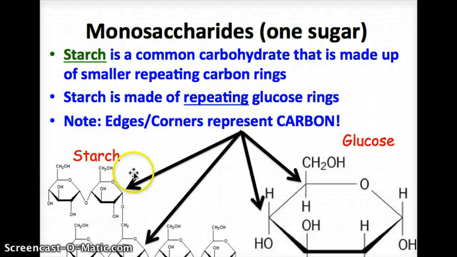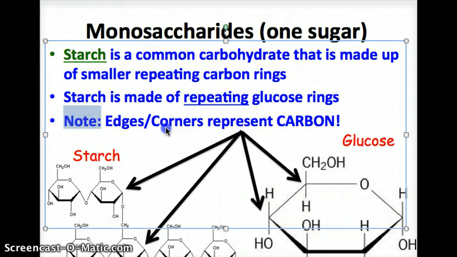It's a complex sugar because it has a lot of glucose molecules, so it's considered a complex molecule. And the monomer is just one glucose. I also want you to note here that the edges and corners represent carbon. In organic chemistry, this little corner here, here, here, where the arrows are, those little edges, those little corners represent carbon.